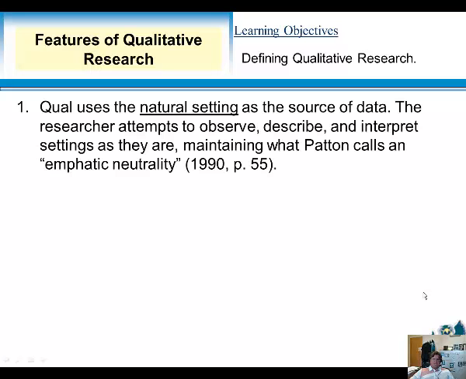So let's define some of the characteristics or features of qualitative research. This is one of the objectives for this lecture. Firstly, qualitative research uses the natural setting as the source of data. The researcher attempts to observe, describe, and interpret settings as they are, maintaining what Patton calls an empathic neutrality.